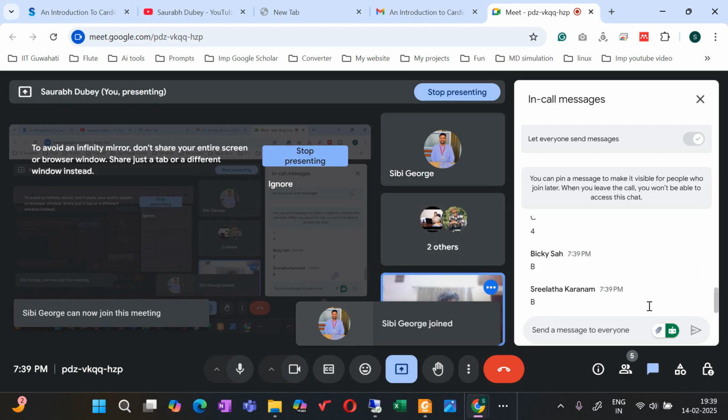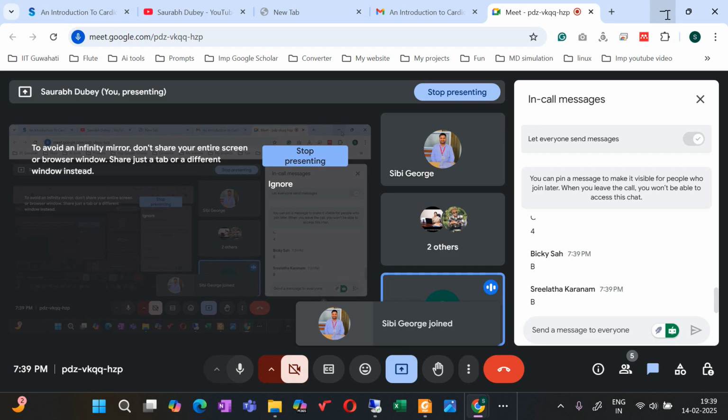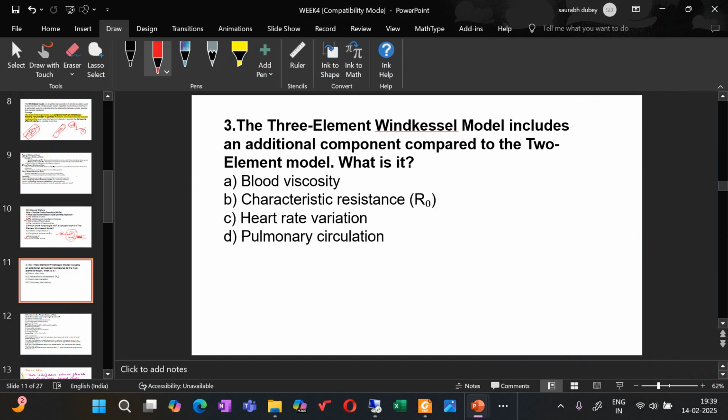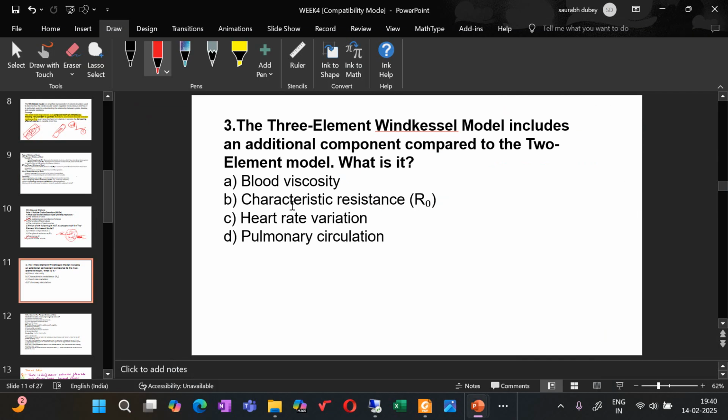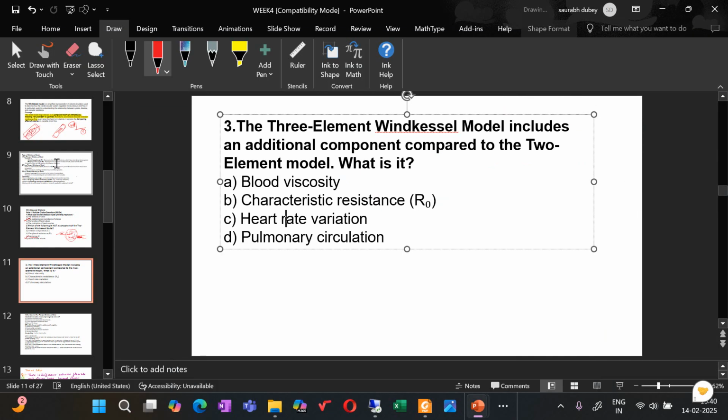So if you attempt this, the three element Windkessel model includes an additional component compared to the two element model. What is it? Option A is blood viscosity, option B is characteristic resistance R naught, option C is heart rate variation, and option D is pulmonary circulation. Option B is the correct answer.